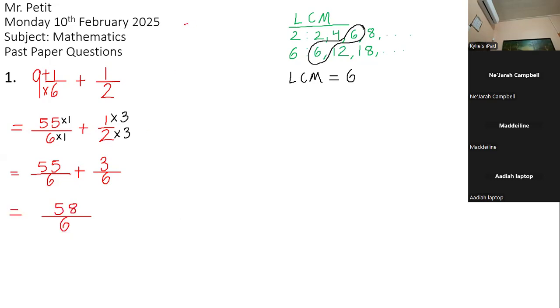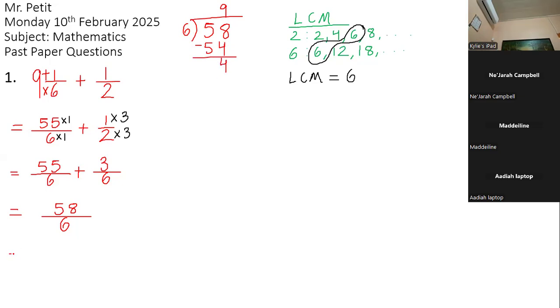So 6 into 58. How many times does 6 go into 58? 9 times, very good. What is 6 times 9? 54, very good. So we subtract 58 minus 54, it gives us what? Just 4.